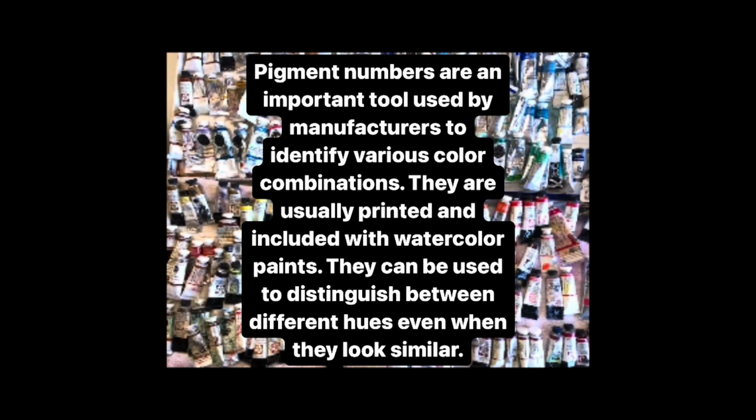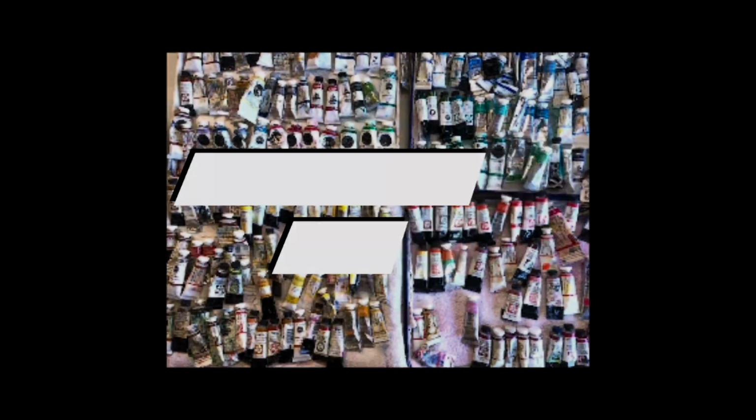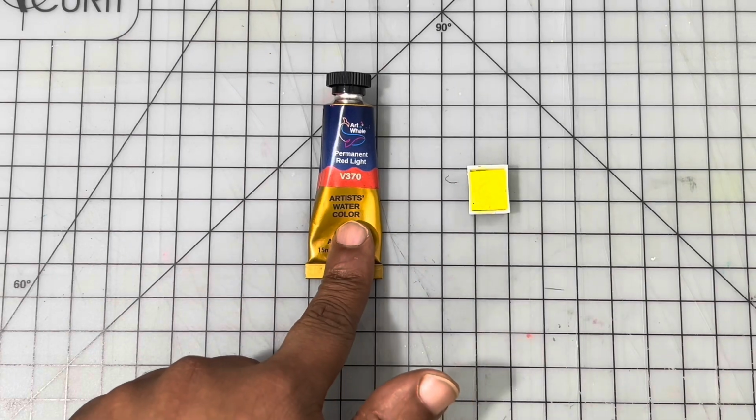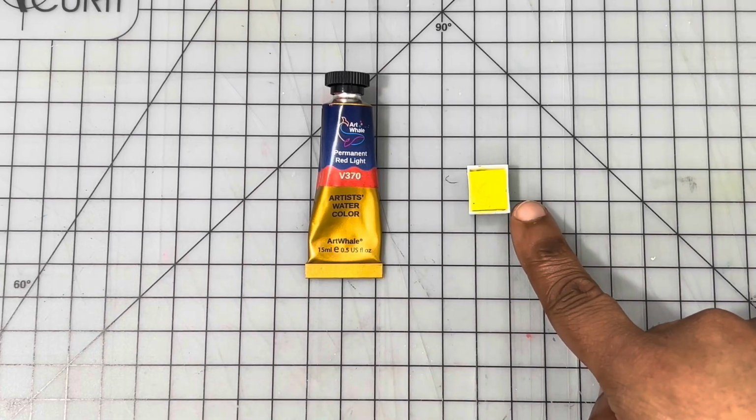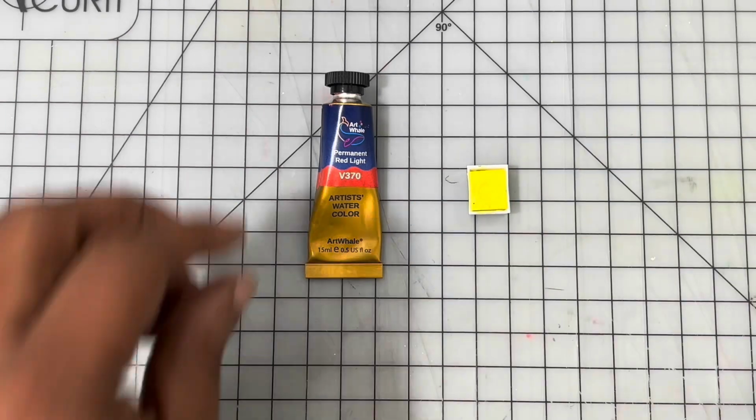They are usually printed and included with watercolor paints. They can be used to distinguish between different hues even when they look similar. Let's take a look. So here we have a watercolor paint tube and a watercolor paint half pan. Let's look at the information.